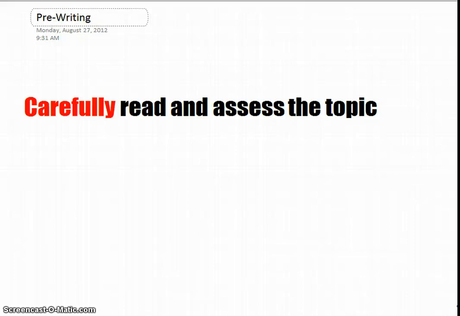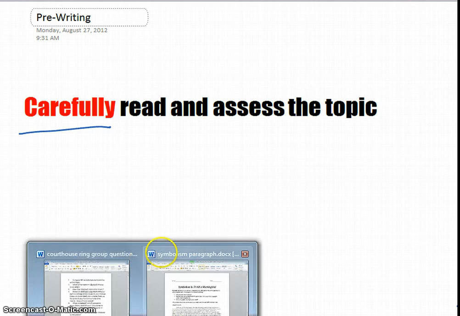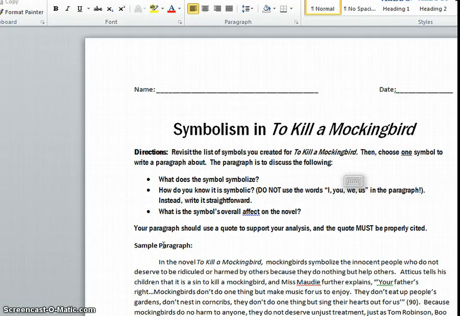Today we will be talking about pre-writing. Before you begin writing any paper, there are a few things that you must do. First and foremost, you must carefully read and assess the topic. It's crucial that you understand what it is the teacher is asking you to do. Otherwise, your paper will not actually meet the expectations and your grade won't be quite what you're expecting it to be.